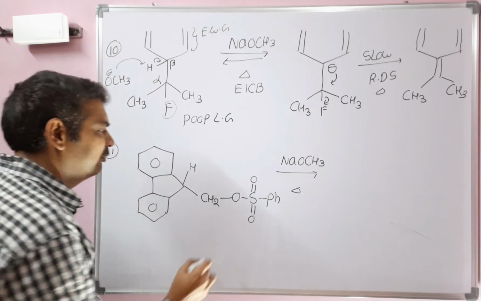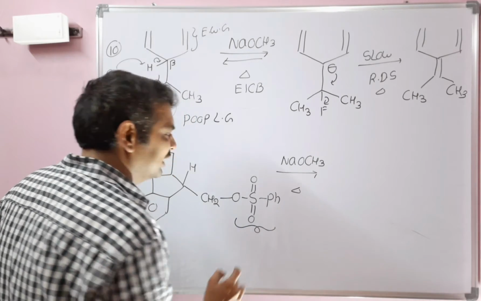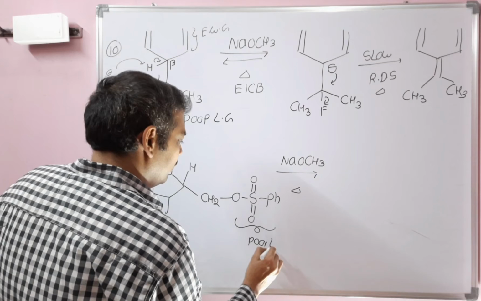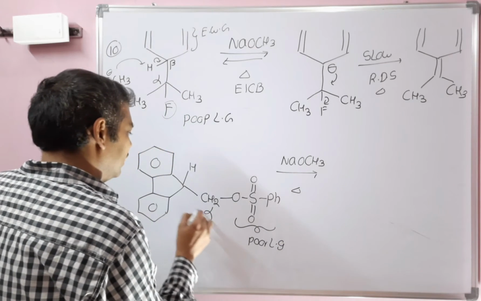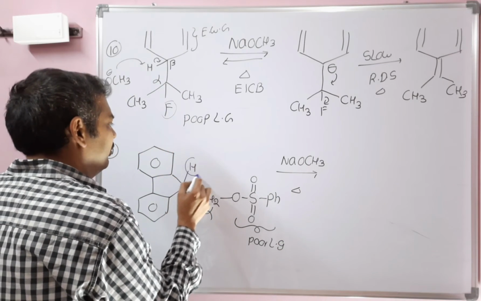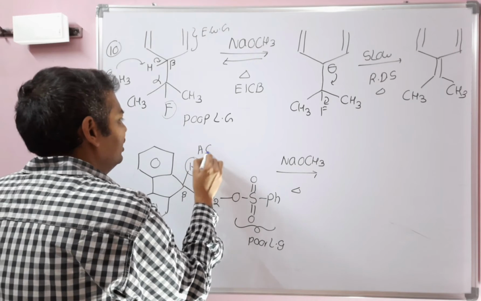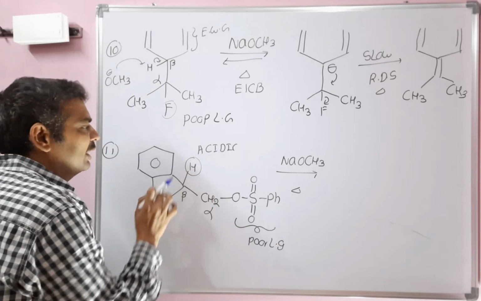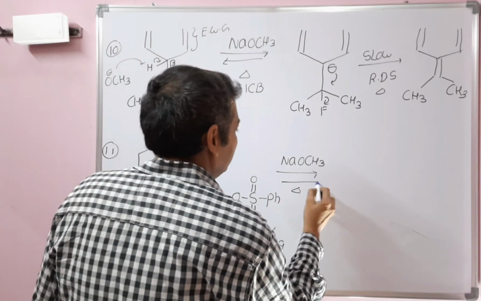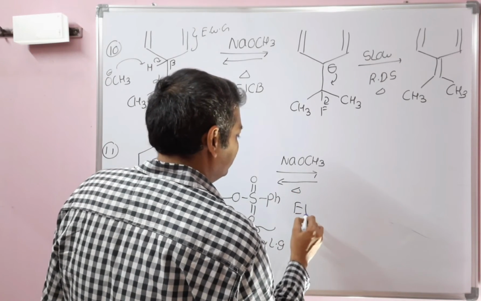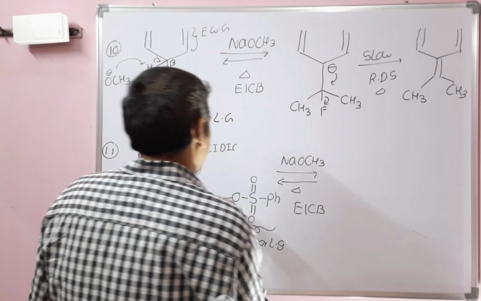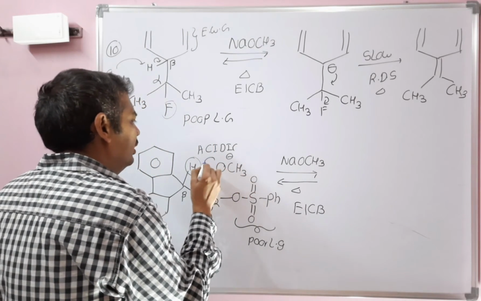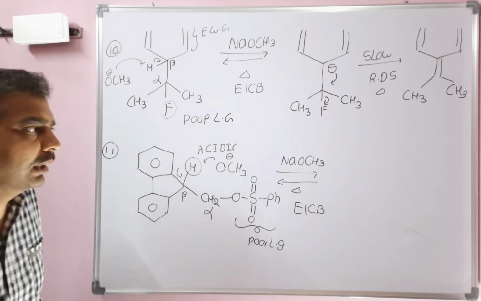Look for E1CB. The OSO2 group, the sulfate group, is a poor leaving group. On the alpha carbon and beta carbon, one hydrogen is available, and this hydrogen is acidic, because the carbon bearing it is attached to a phenyl group. That means it will undergo E1CB. The first step is a fast and reversible step. Methoxide is a base that will abstract a proton at the beta carbon to give a carbanion.